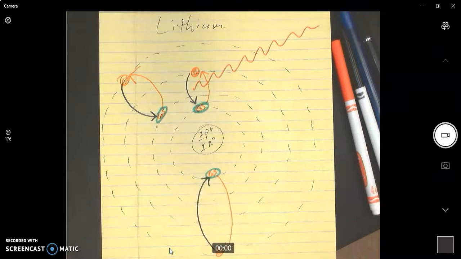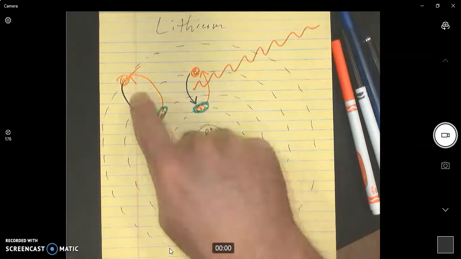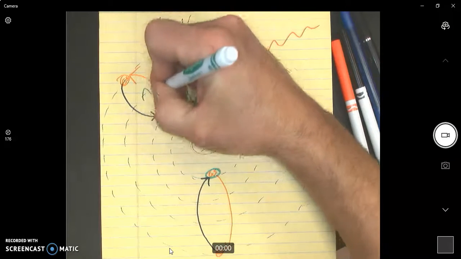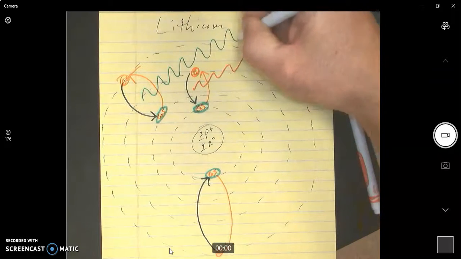This one here is kind of in the middle. It's not the biggest drop, but it's not the smallest drop either. This one, when it goes from the excited state back to the ground state, is probably going to give off something in the range of a green light.